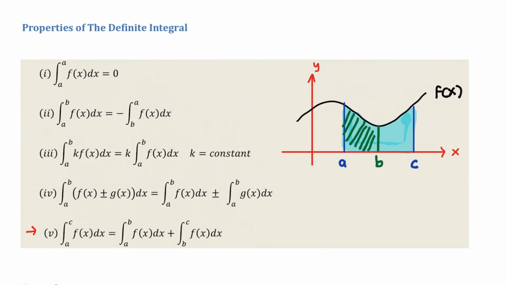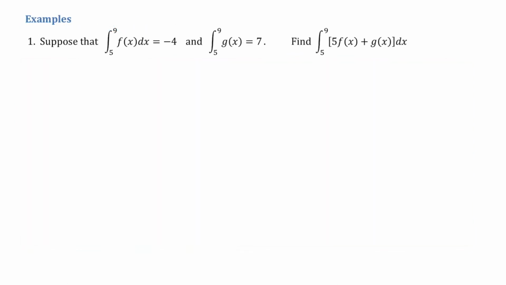Now let's look at an example on how to use the properties. For example, suppose that you are given the integral from 5 to 9 of f(x) dx equal to negative 4, and the integral from 5 to 9 of g(x) equal to 7. Then they ask you the question: find the integral from 5 to 9 of 5f(x) plus g(x) dx.